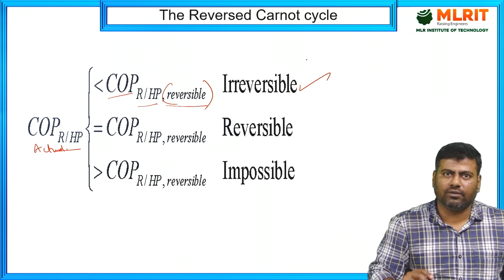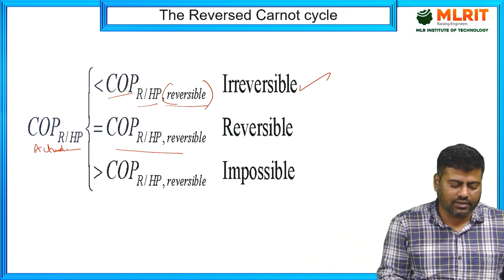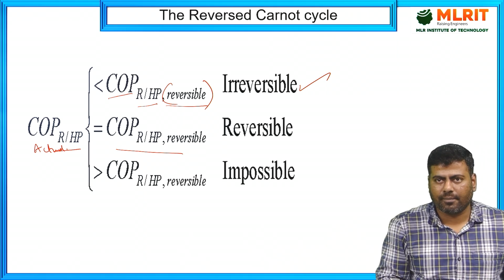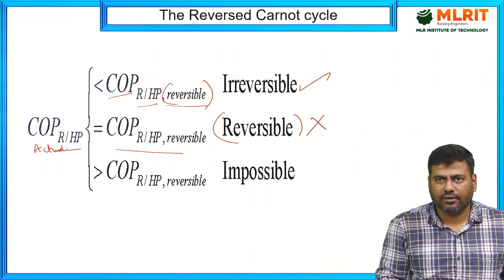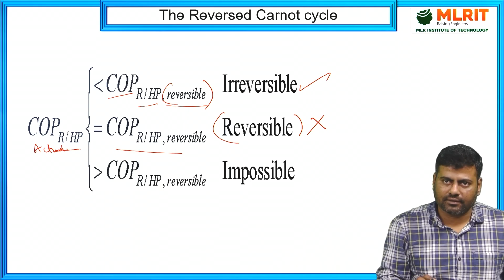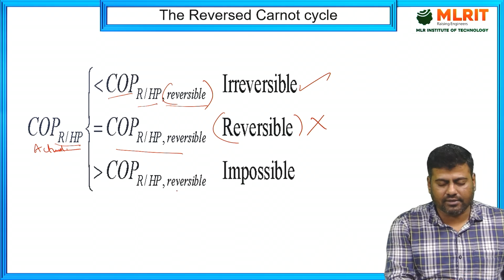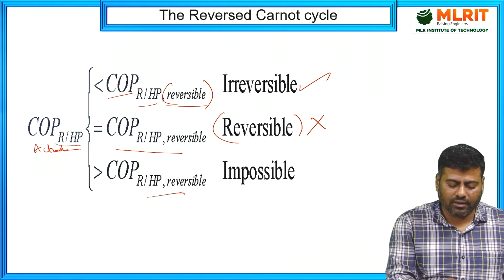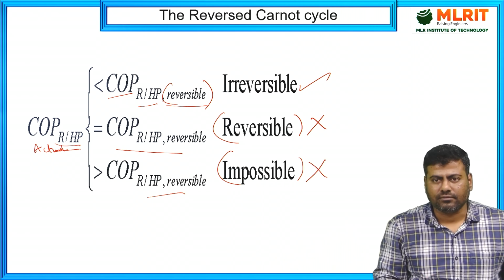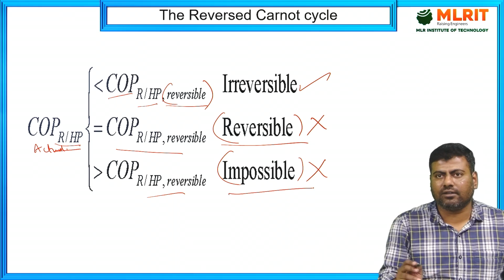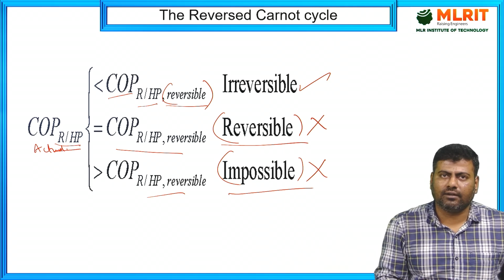It is possible to construct it. If the actual COP is equal to the COP of Carnot, then it is reversible, which is not at all possible; it is only for comparison. And if the COP of refrigeration or heat pump in the actual case is greater than the ideal reversed Carnot case, it is impossible to construct. In this way, I can compare the reversed Carnot cycle.